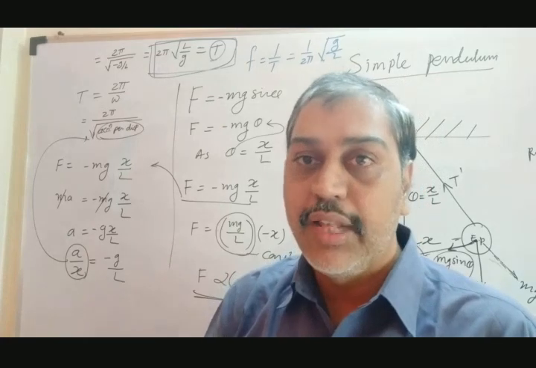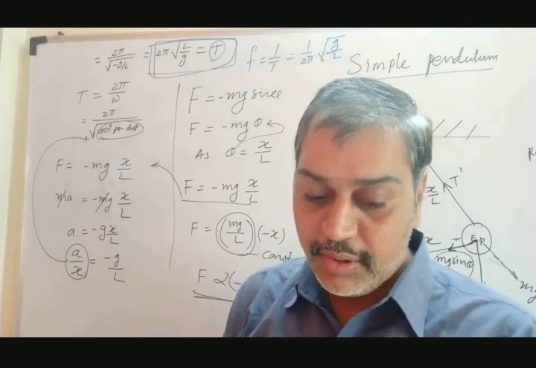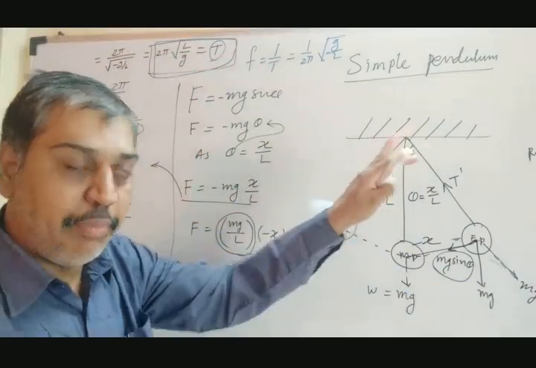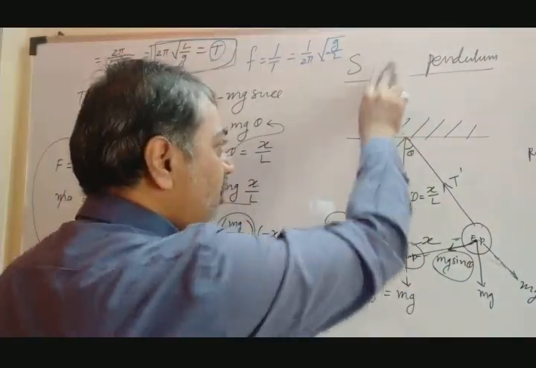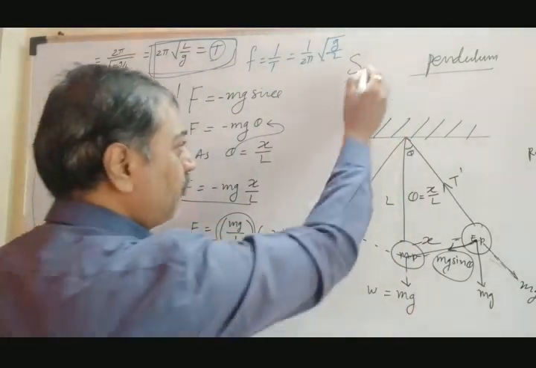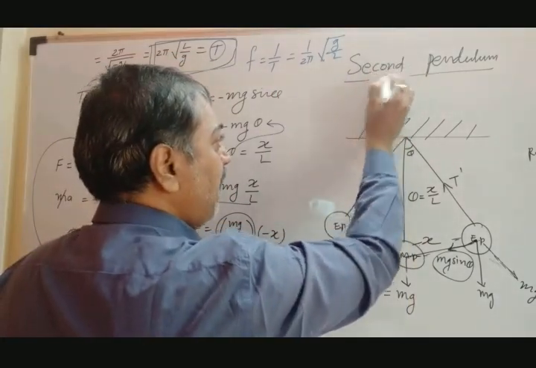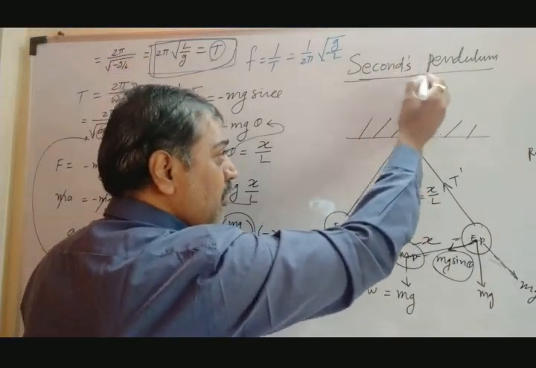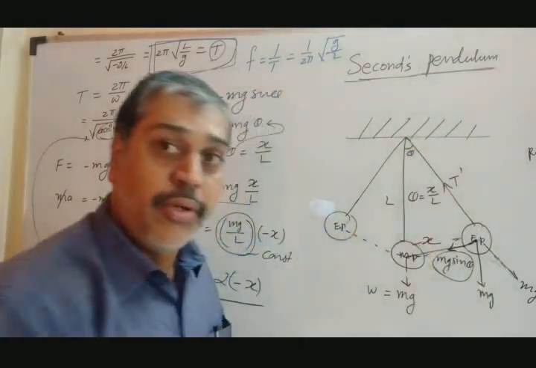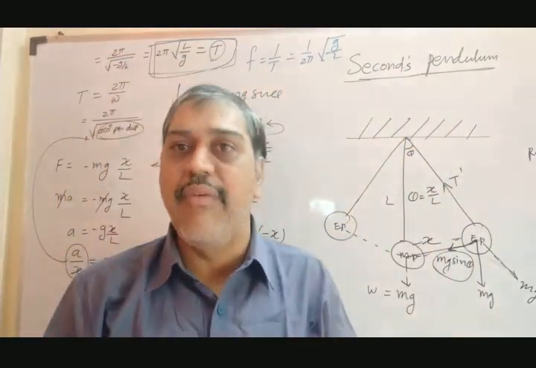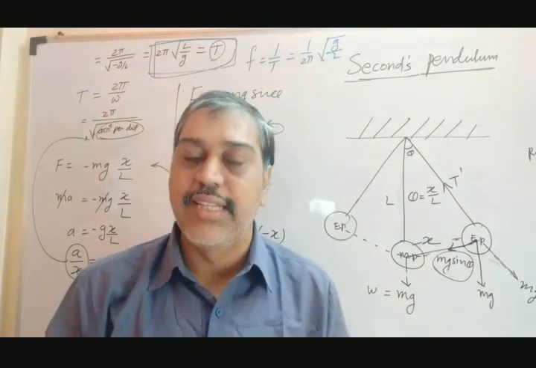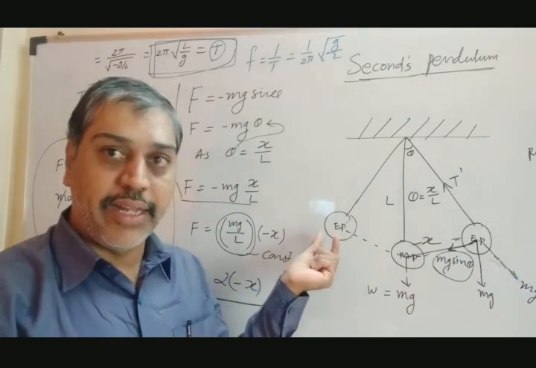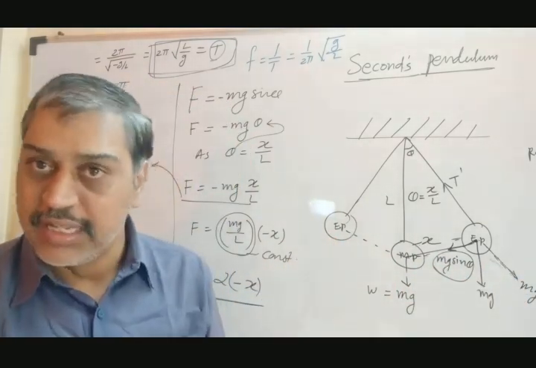After that, there is the next topic, seconds pendulum. What exactly is a seconds pendulum? As it is a simple pendulum, now I have just made the simple pendulum a seconds pendulum. Time can be measured in seconds. So a seconds pendulum means the simple pendulum whose time period is always 2 seconds. It starts here, goes here, and again comes back here within 2 seconds. That is said to be a seconds pendulum.